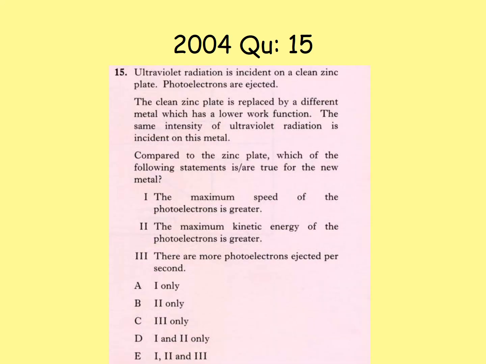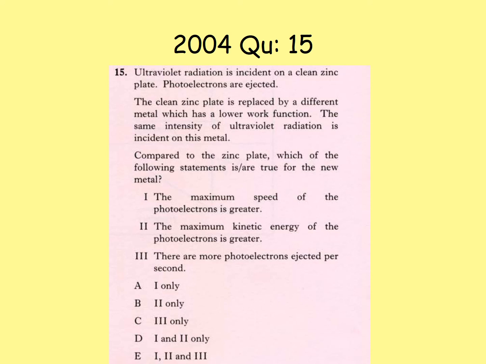2004, question 15. Ultraviolet radiation is incident on a clean zinc plate. Photoelectrons are ejected. The zinc plate is now replaced by a different metal which has a lower work function. Remember, that means it needs less energy for an electron to be emitted. The same intensity of ultraviolet radiation is incident on the metal. That means the same number of photons per second compared to the zinc plate. Which of the following statements is or are true for the new metal?